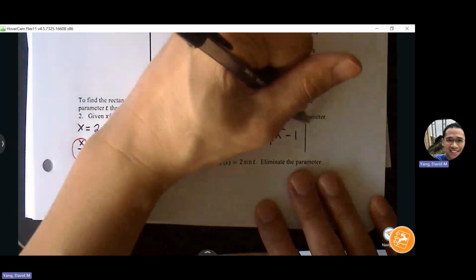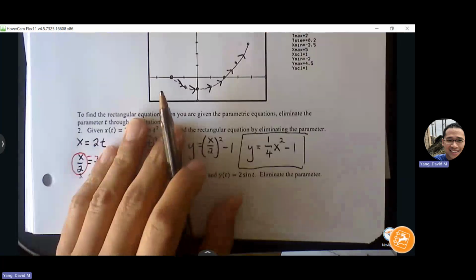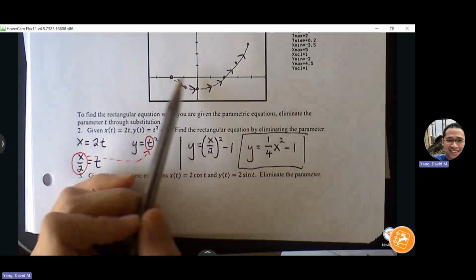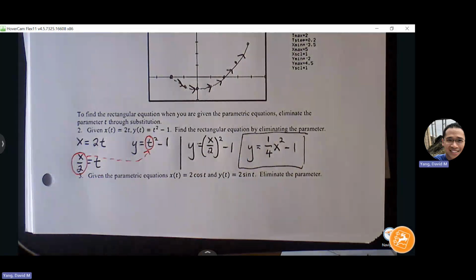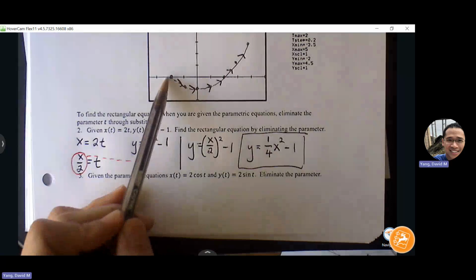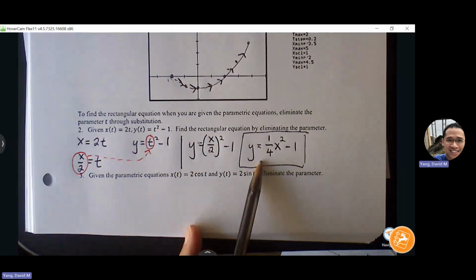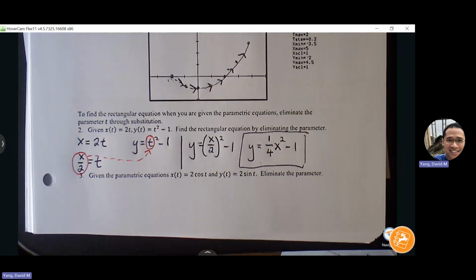Here, we're eliminating the parameter, which basically is just going to allow us to see the picture of the graph. It removes the ability to see the graph formed in this way, but we're still able to see where the graph is. We just don't know when the graph is reaching a certain point.